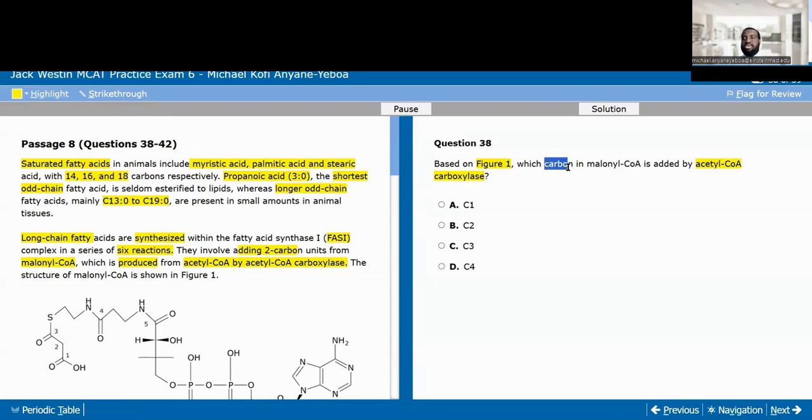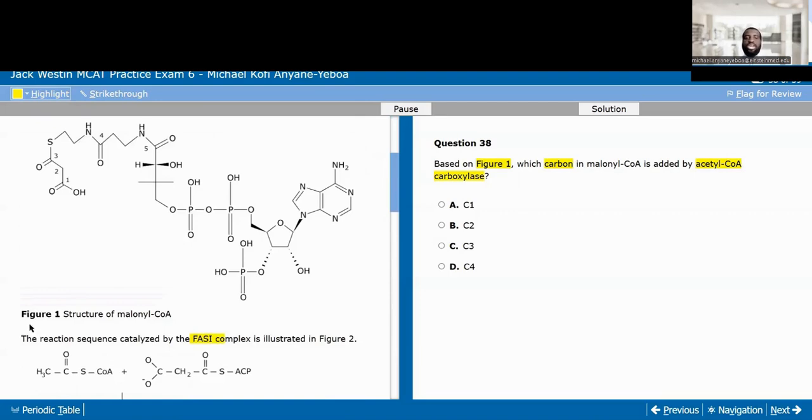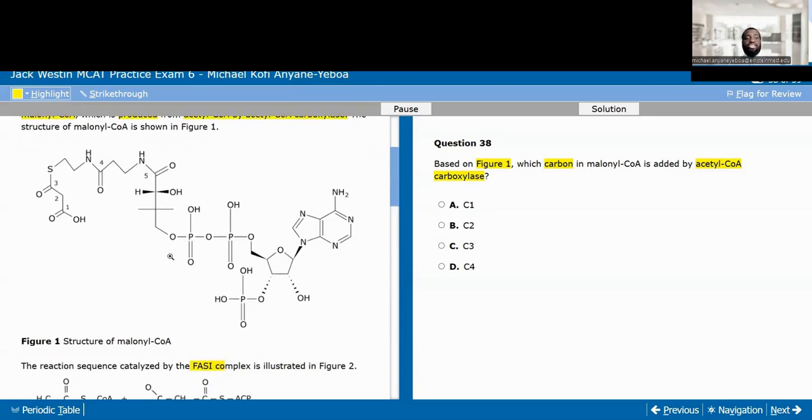Which carbon? The main question is, there's a carbon that is added by this carboxylase. Which carbon is that? So we go to figure 1 and look at it. Yes, there are carbons everywhere, but usually you're looking for a carbon with a double bond, because that's the first carbon that's going to be attacked. In any compound in organic chemistry, if something is going to attack a carbon, it's probably going to be the one that has a double bond. Why? Because of the electrophilic activity, the electron cloud.